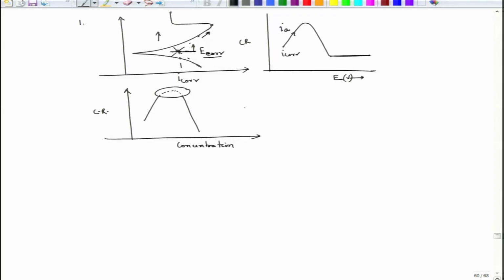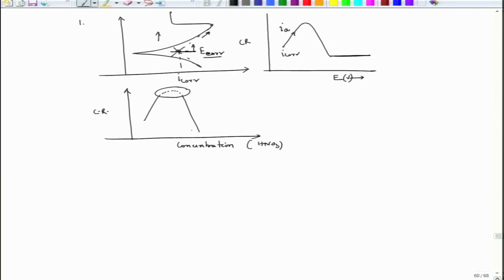Another portion is basically the concentration effect, that is HNO3, where I could have a similar situation. As the HNO3 concentration reaches a critical level, the corrosion rate reduces to a great extent after reaching a peak, and then it maintains a constant level over a certain concentration zone. This is one, and this is the other.